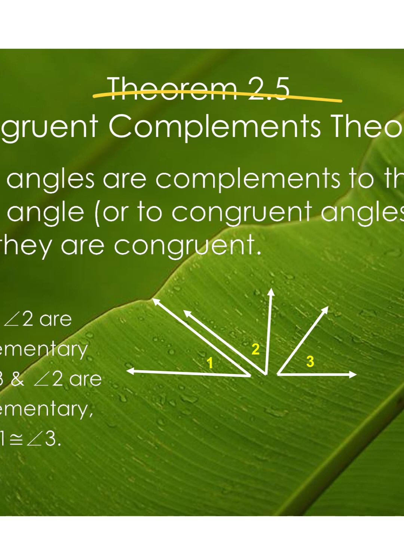So if two angles are complements to the same angle or to congruent angles, then they are congruent. So if angle 1 and angle 2 are complementary, so these two, and angle 3 and angle 2 are complementary, then angle 1 and angle 3 are equal. They're congruent. It's the same as the supplements theorem that we went over a few slides ago, just instead of 180, it's 90 because it's complementary.